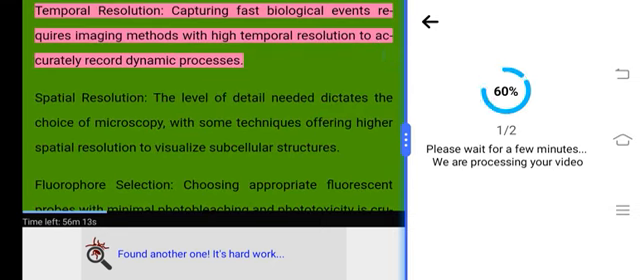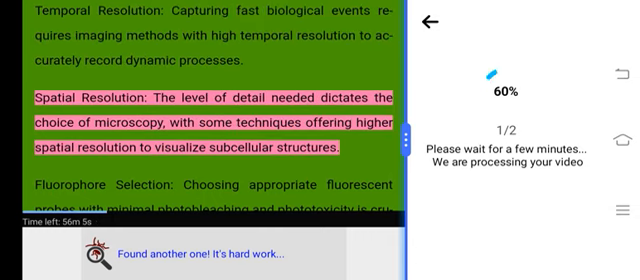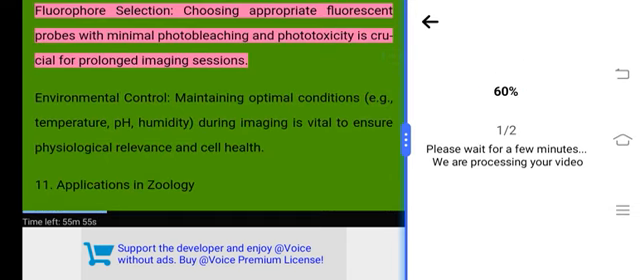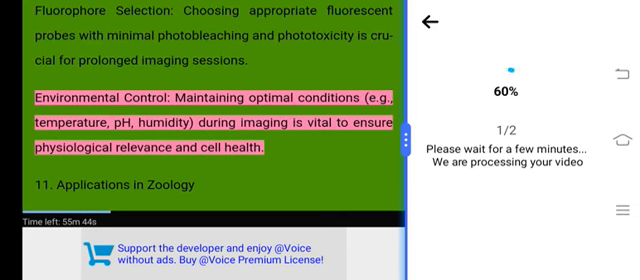Temporal resolution. Capturing fast biological events requires imaging methods with high temporal resolution to accurately record dynamic processes. Spatial resolution. The level of detail needed dictates the choice of microscopy, with some techniques offering higher spatial resolution to visualize subcellular structures. Fluoroprotection. Choosing appropriate fluorescent probes with minimal photobleaching and phototoxicity is crucial for prolonged imaging sessions. Environmental control. Maintaining optimal conditions, e.g., temperature, pH, humidity, during imaging is vital to ensure physiological relevance and cell health.